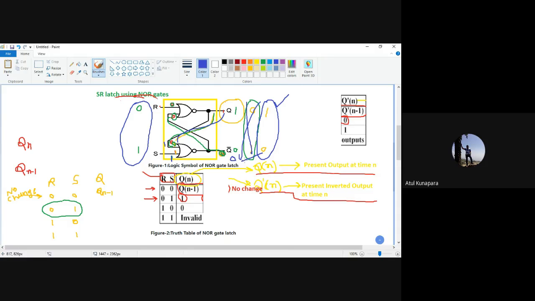That means it will remain the same as it is, and that 0 will come here. So here it is 0 and R is already 0. So 0, 0 will make the output 1. It was already 1 and it remains 1 only. That means when you are giving set input equal to 1 and reset input equal to 0, at that time your output Q will be made equal to logic 1, irrespective of what the previous condition was.